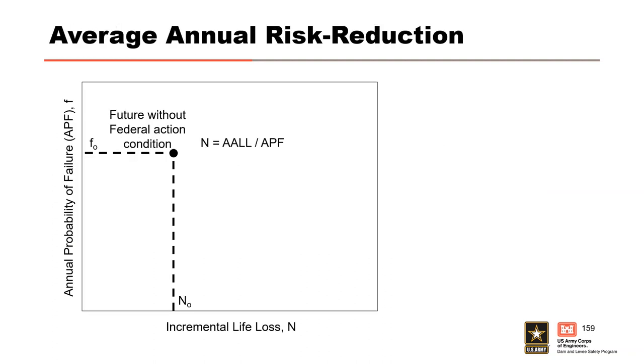In a risk reduction evaluation, we are evaluating the change from a baseline condition. In our formulation process, this baseline condition is known as the future without action condition, or FWAC. Then you are going to consider and quantify how the risk changes with an implemented risk management plan, or the future with federal action condition.